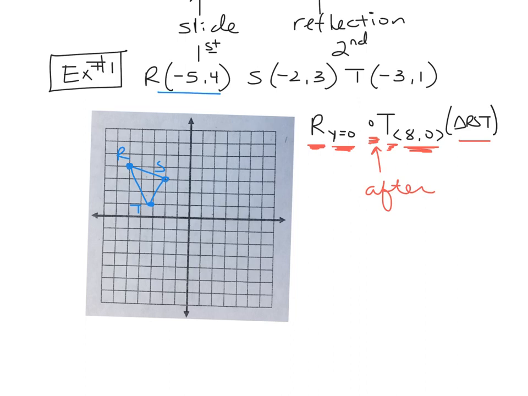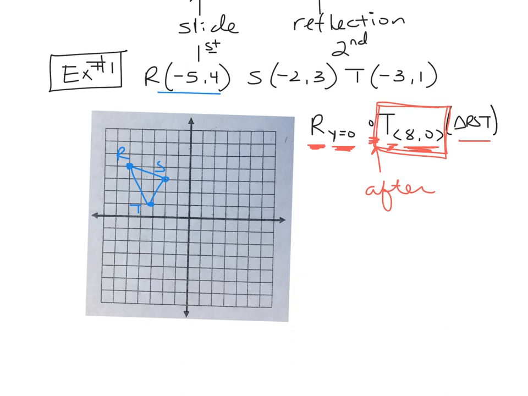That means we need to translate 8, 0. Where am I going for a translation of 8, 0? What is this telling me to do? Eight spaces to the right, no spaces up and down, right? Because the 0 would be my up and down. So you're taking each one of these points and just moving 8 spaces to the right.